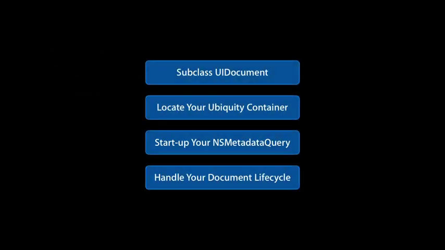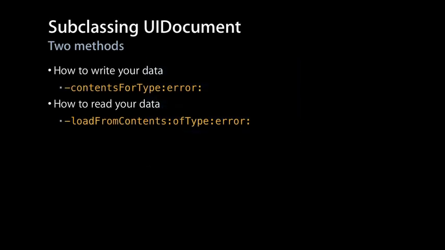So we're going to look at the 4 main ways that you work with UIDocument. We'll show you how to subclass UIDocument, how to locate your ubiquity container, how to start up your metadata query, and also how to handle the general document lifecycle. When it comes to subclassing UIDocument, it's actually incredibly straightforward. There are only 2 methods that you need to implement: contentsForType:error: and loadFromContents:ofType:error:. Basically just how to write your data and how to read your data.